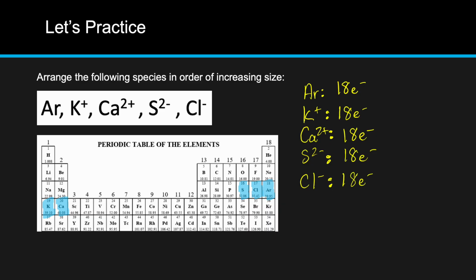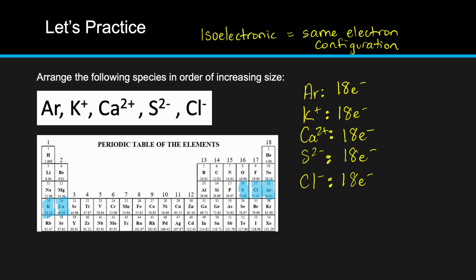Now I want to take a quick moment to teach you a new vocabulary word, and that is isoelectronic. What isoelectronic means is it has the same electron configuration or the same number of electrons. So all of these ions here with argon are isoelectronic because they all have the same electron configuration as argon. Now let's get back to the question.